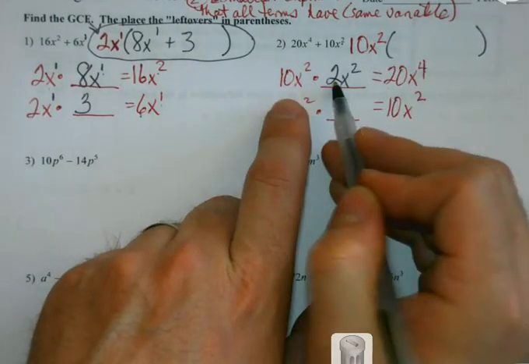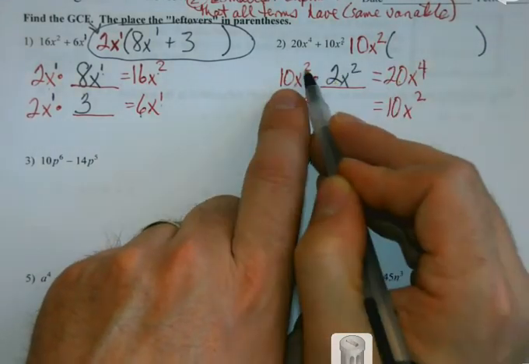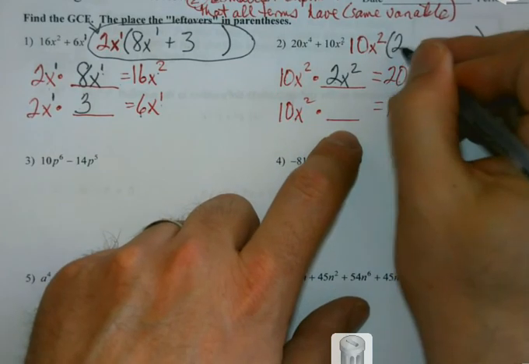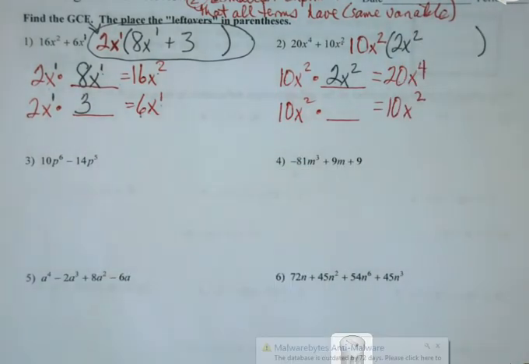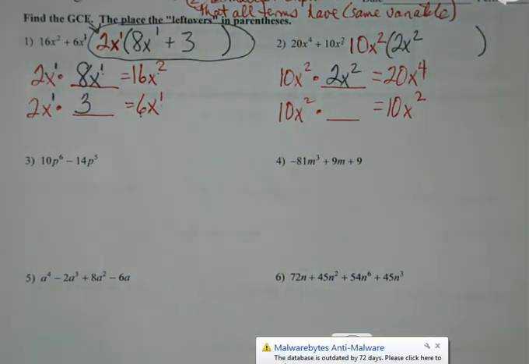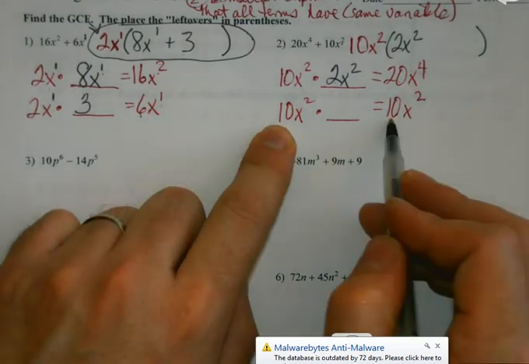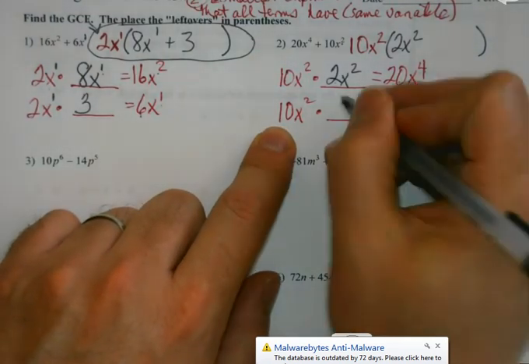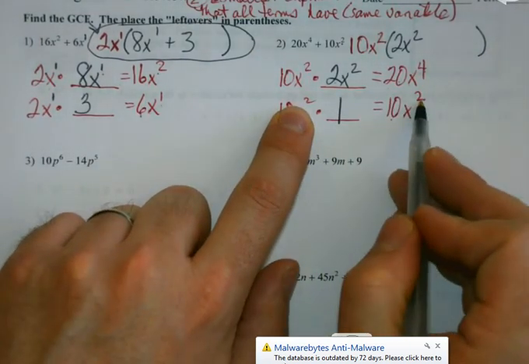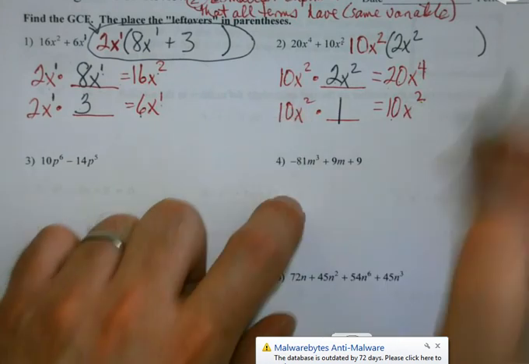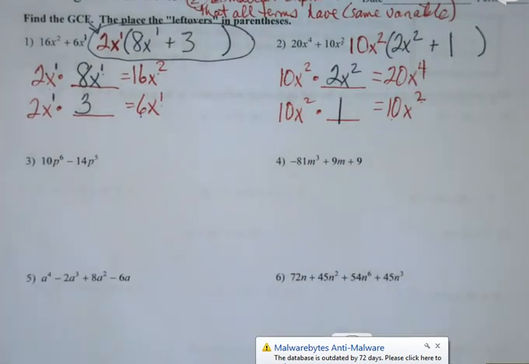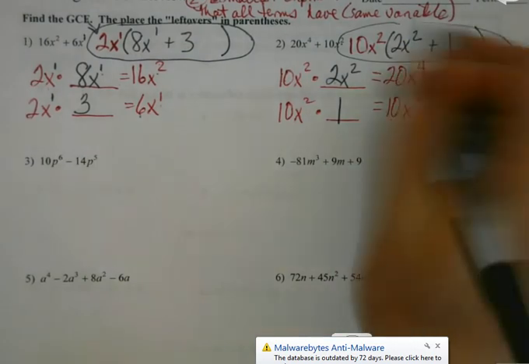So 10 times 2 is 20. 2 plus 2 is 4. Okay, so 2x squared. Now this one's a little more interesting. 10 times what gets me to 10? 1. I already have 2 x's. I don't need any more. So sometimes it's just the number. And I'm done.